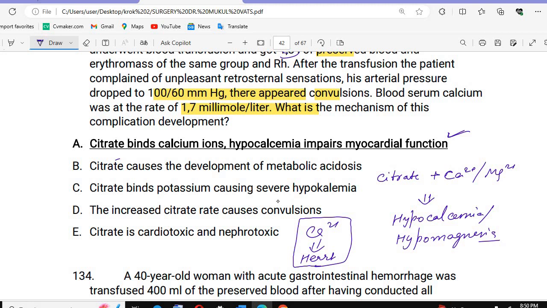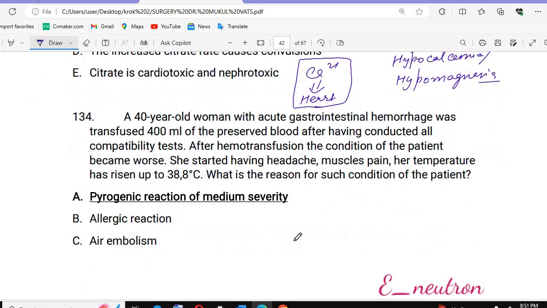Okay, so if you get some questions or history about blood transfusion: I told you that we don't use citrate in blood transfusions now. Previously we used citrate in blood transfusion, so that's what we have to choose: citrate binds to the calcium ion, causing hypocalcemia and impaired myocardial function. Then the same questions we discussed yesterday about the complications.